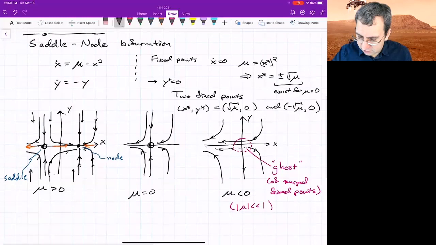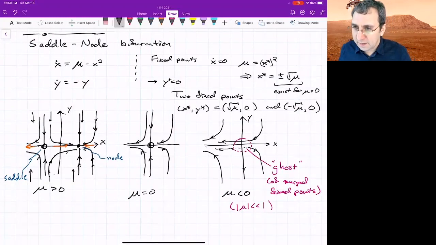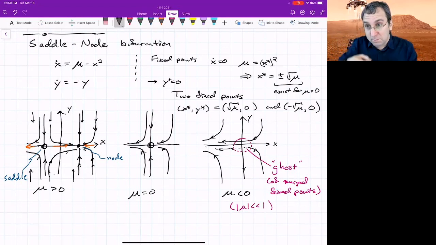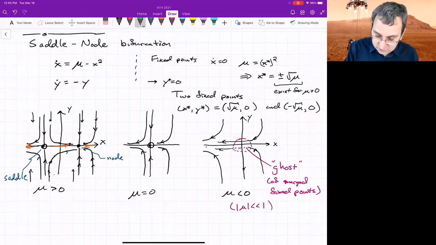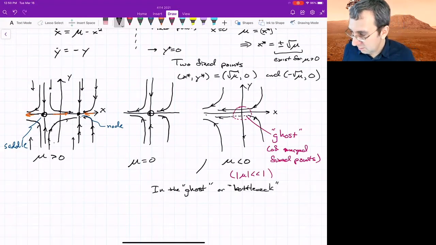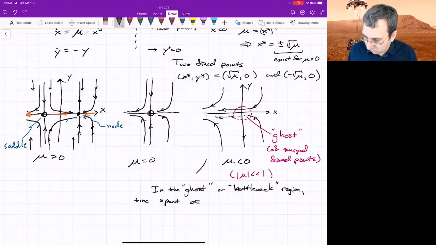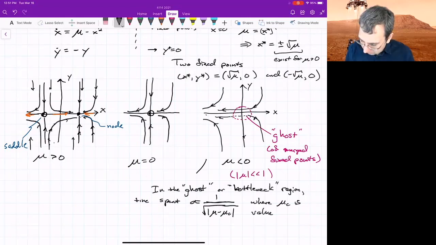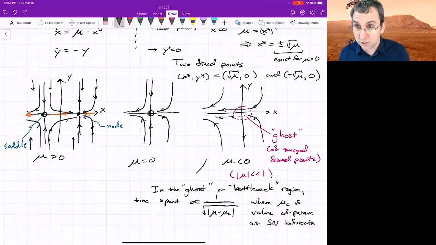If you remember the discussion about bottlenecks, this ghost region is also called a bottleneck region because it's as if things are slowing down, as if going through the neck of a bottle. So in this bottleneck region, we can estimate the time that it takes to go through the bottleneck. So the time spent is just proportional to 1 over square root of the magnitude of mu minus mu critical, where mu critical is the value of the parameter at the saddle node bifurcation. So in this case, mu critical is 0.